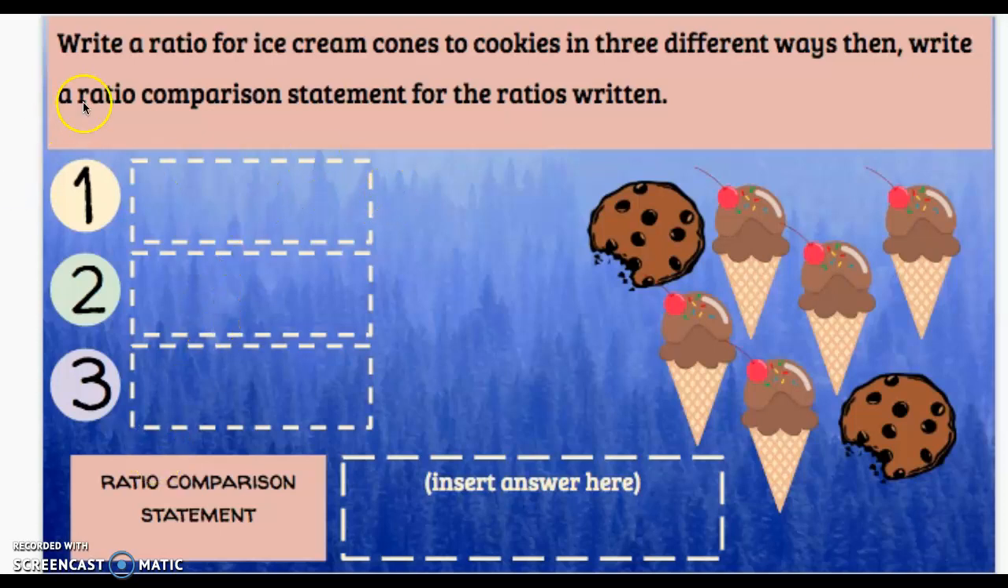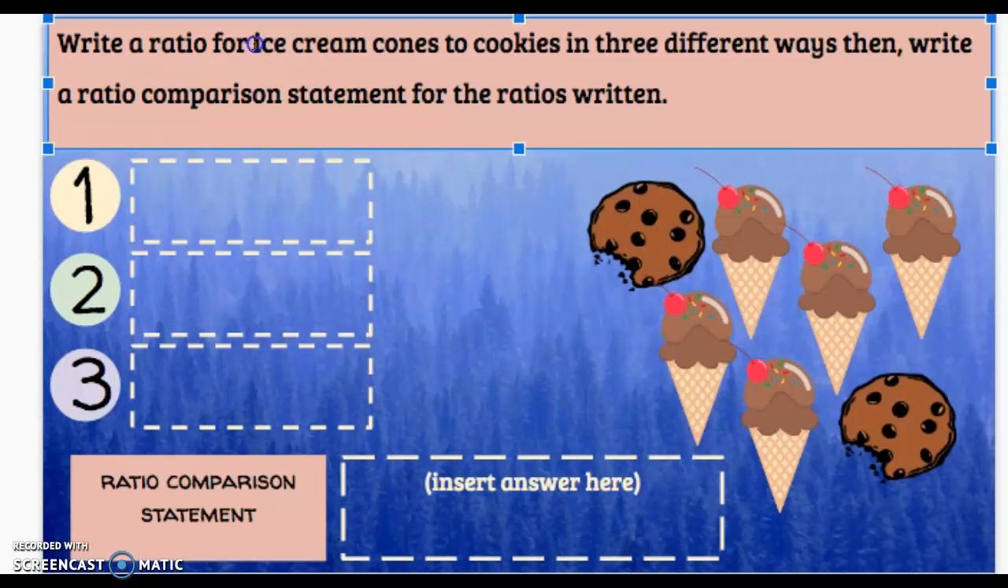So for today, it says that you're going to write a ratio for ice cream cones to cookies in 3 different ways. Then write a ratio comparison statement for the ratios written. So first, remember, order matters.